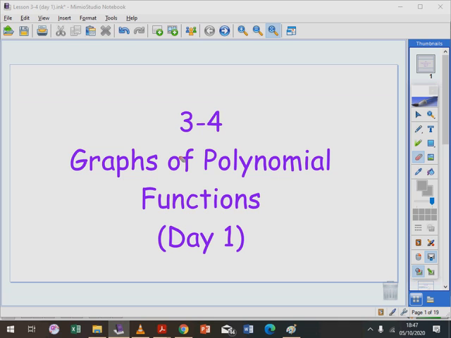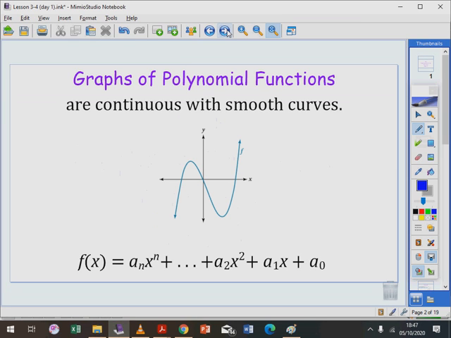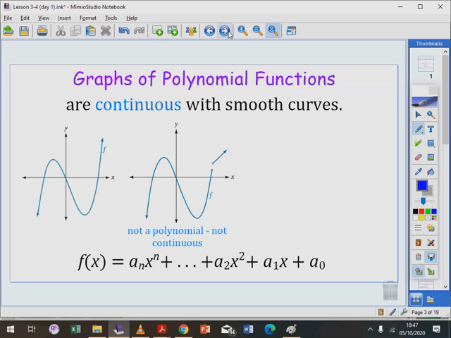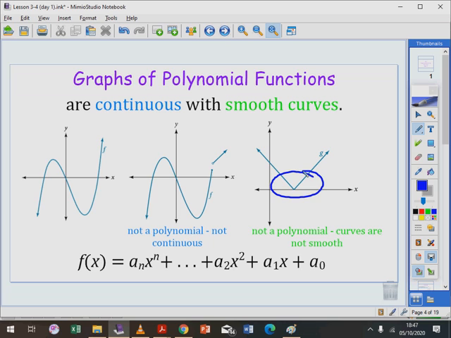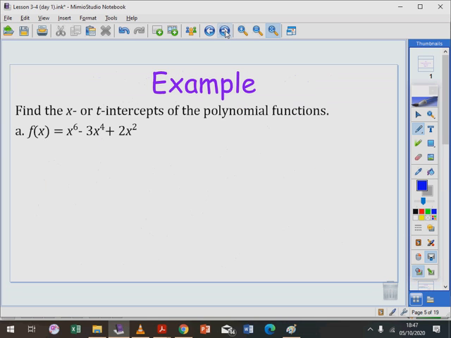So today we'll talk about graphs of polynomial functions, and we'll talk about this tomorrow as well. Now, a polynomial function is one that has a continuous and smooth curve. The curve is continuous and the curve is smooth. If it is smooth but not continuous, because this section here is smooth, but this part is not continuous, then that's not a polynomial function. And if it's not smooth, because that's not a smooth edge, then it is not a polynomial function.